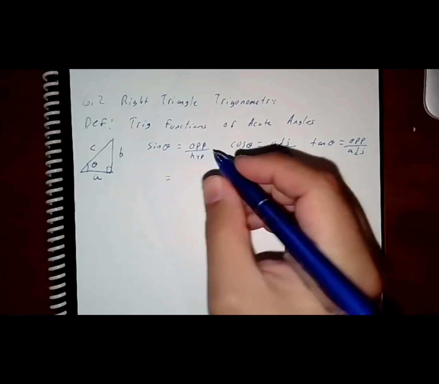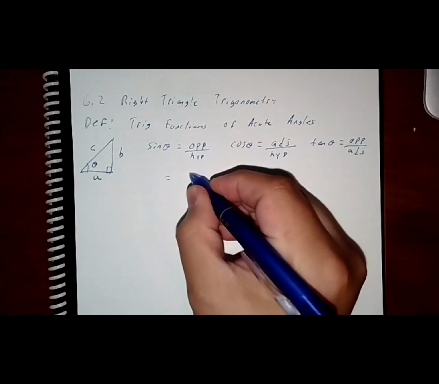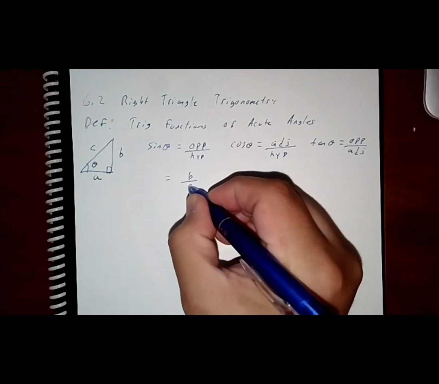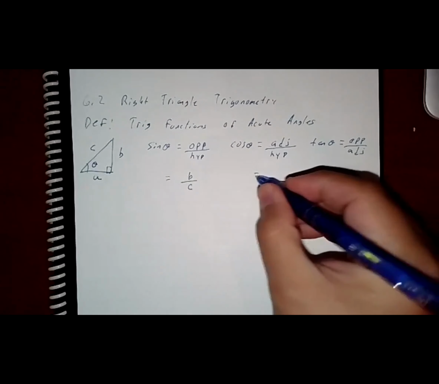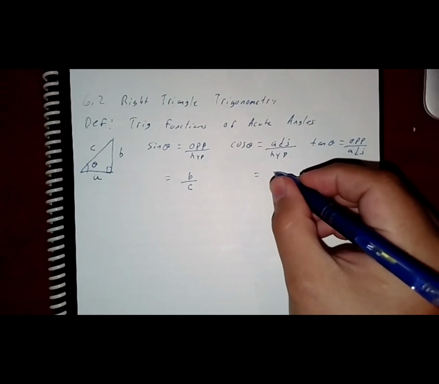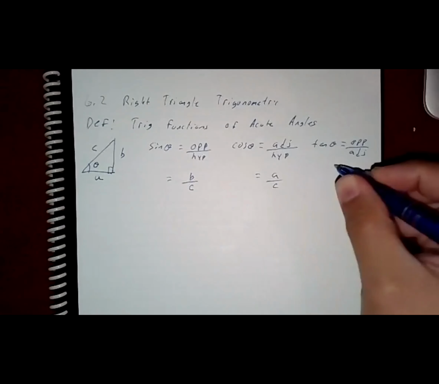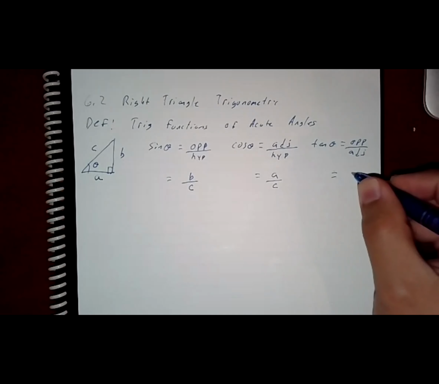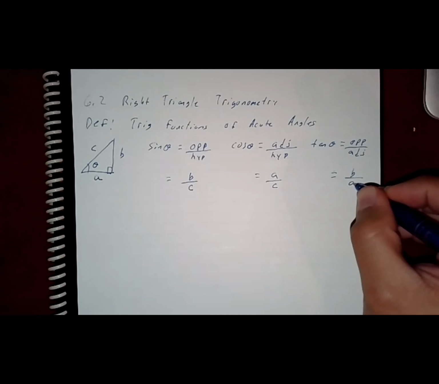So that will be equal to opposite B over C, right? Just for the extra piece, referring to this triangle here, this would be A over C. This would be opposite over adjacent, right?